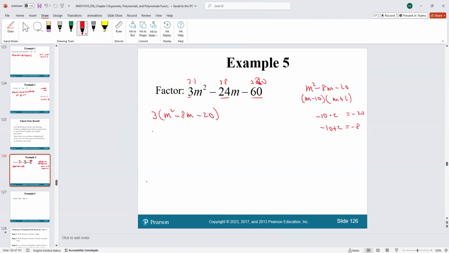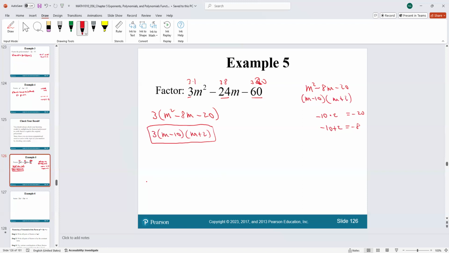So coming back here, we can say it's 3 times (m minus 10) times (m plus 2). So we try our best to, first of all, factor out the greatest common factor 3 from each term. Then, because the two numbers whose product is negative 20 and whose sum is negative 8 are negative 10 and 2, we do that.